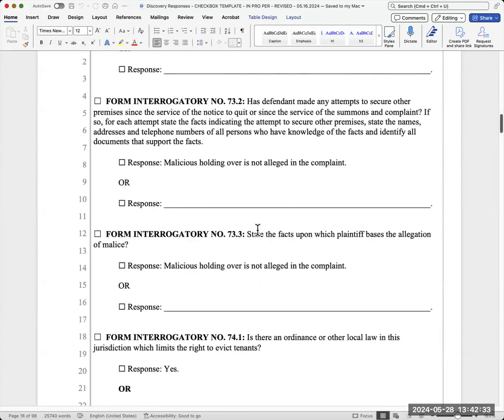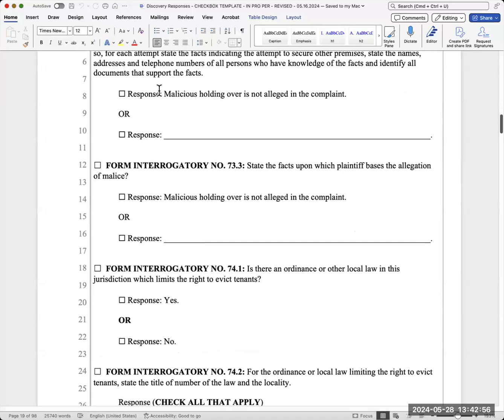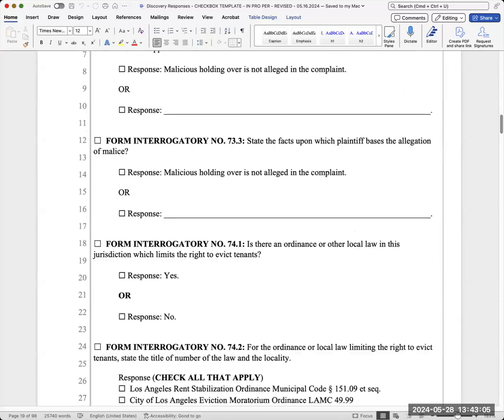So same for this next group. Has any defendant made any attempts to secure other premises since the service of the notice to quit or since the service of the summons and complaint? If so, for each attempt, state the facts indicating the attempt to secure other premises, state the names, addresses, and telephone numbers of all persons who have knowledge of the facts, and identify all documents that support the facts. If it's not checked, which is most likely, you consider this response. Otherwise, you put this response and answer the question.